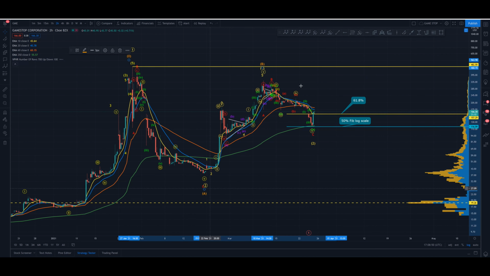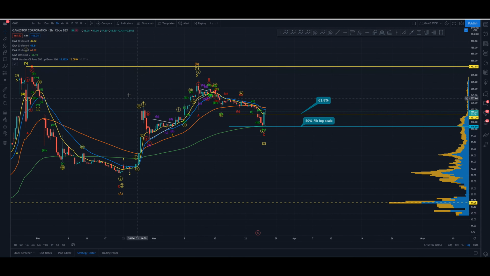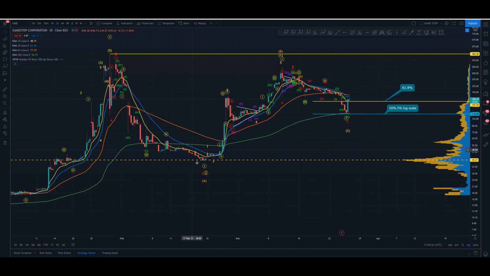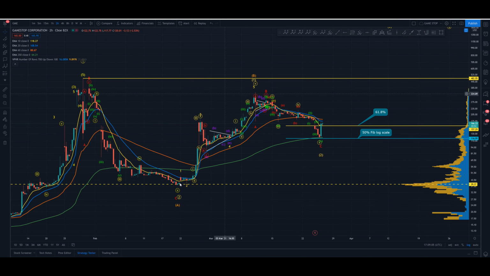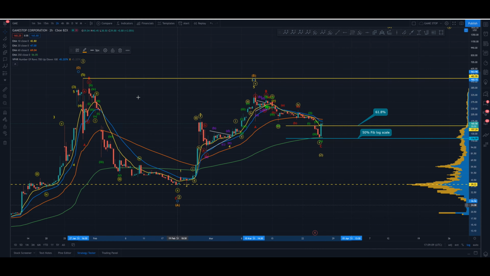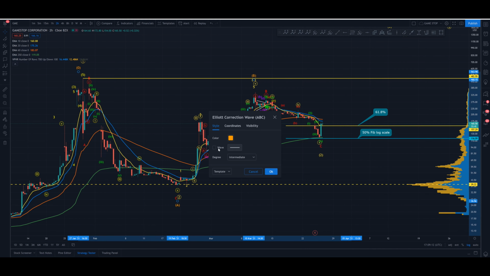The alternative is that this 3-wave move down to this low was just a single 3-wave structure in a 9-wave swing. I'm not talking double or triple combos here, in a greater 3-wave structure. So what do I mean by that? I mean that the initial 3-wave move down was simply the A of an ABC.